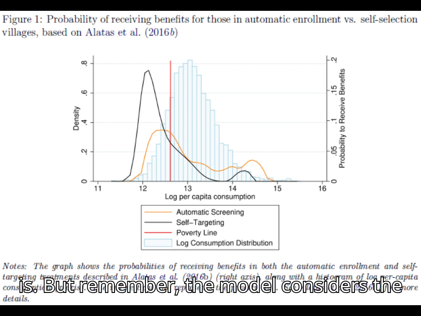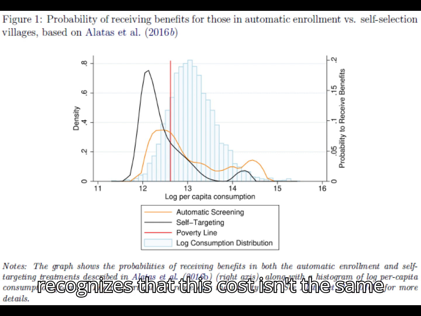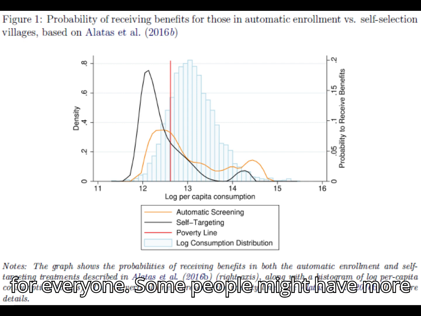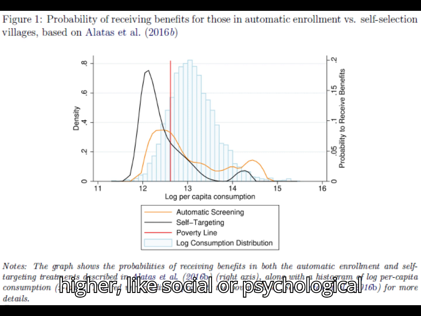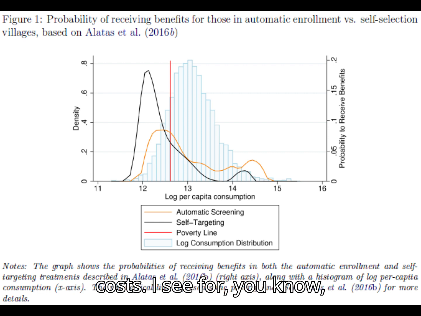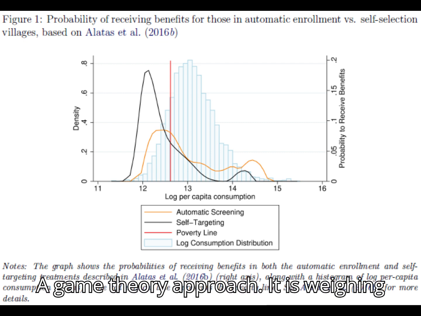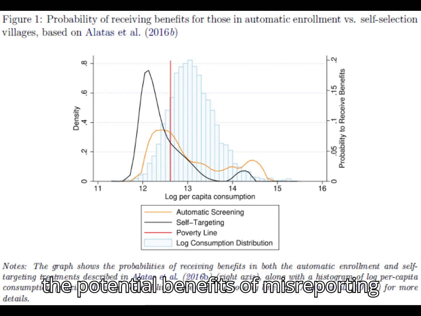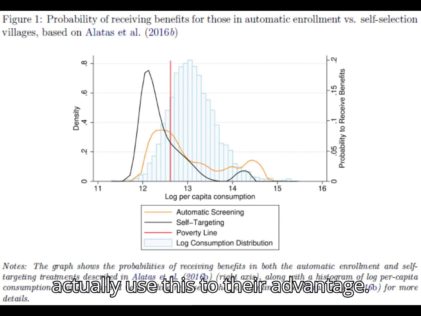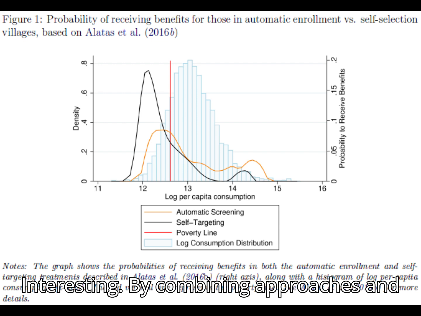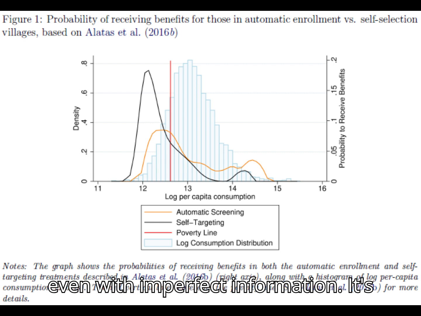But remember, the model considers the cost of misreporting, and it recognizes that this cost isn't the same for everyone. Some people might have more to lose if they're caught being dishonest. Others might face higher social or psychological costs for misreporting. So it's almost like a game theory approach, weighing the potential benefits of misreporting against the potential costs. Exactly. And the model suggests that governments can actually use this to their advantage. By combining approaches and weighting them appropriately, they can significantly improve targeting accuracy, even with imperfect information.